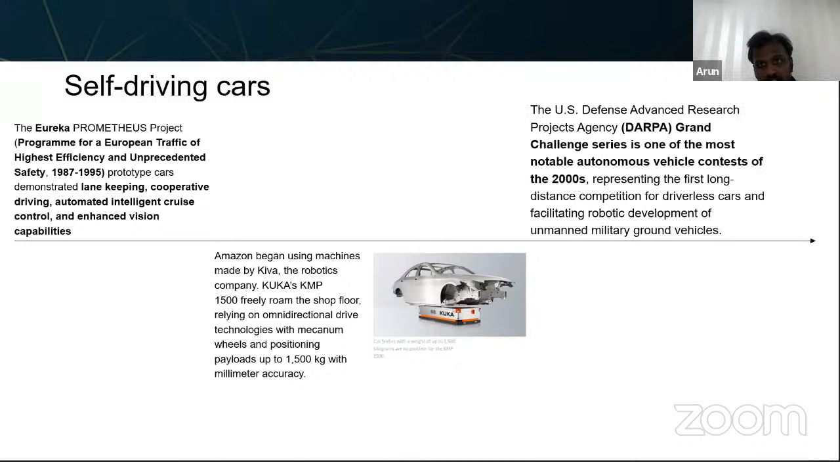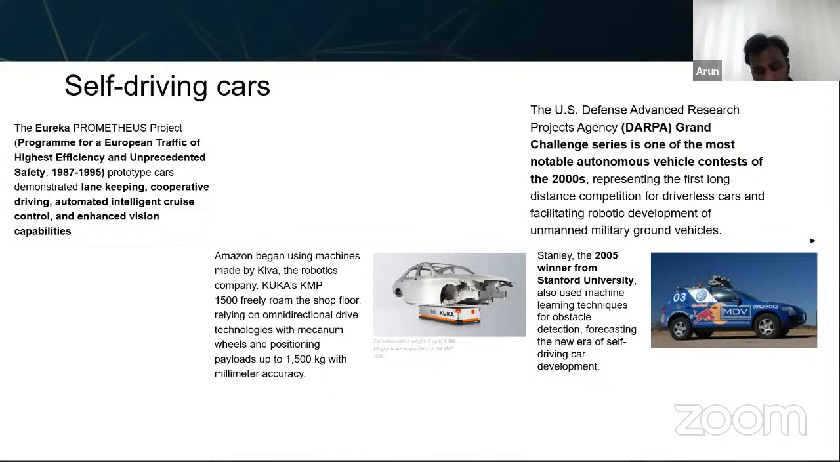And then after that, that's where the famous DARPA challenge started. A lot of universities and OEMs tried to participate and build driverless cars, and the winner of this particular contest was from Stanford University, where they started to use machine learning techniques to build vehicles based on obstacle detection and forecasting, and they used multiple sensors to handle the vehicle in different situations.